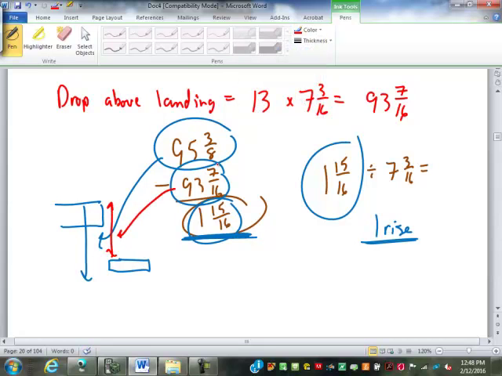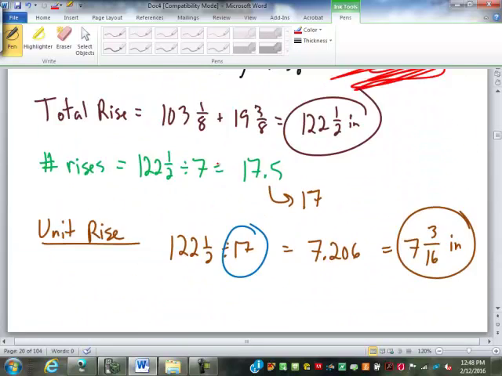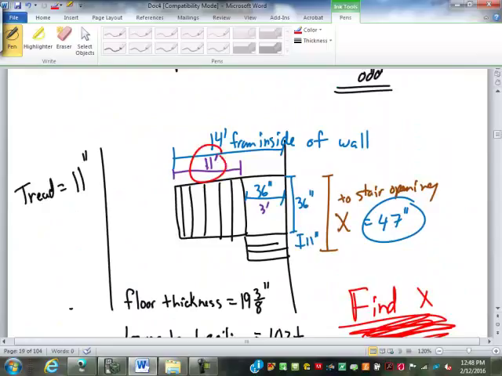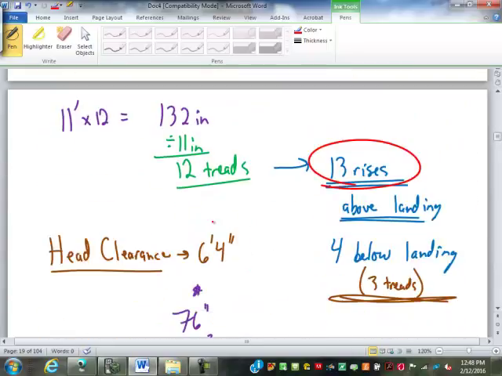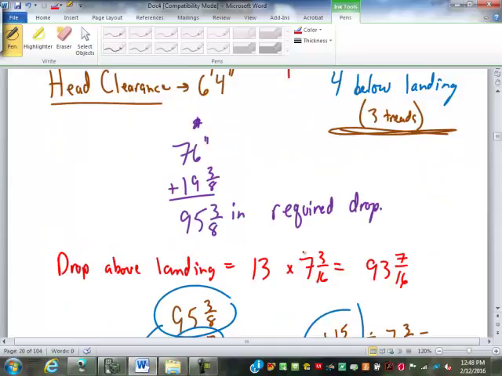How'd you figure that out? Because we figured 11 feet would give us 12 treads. We figured that out. 12 treads gives us 13 risers. That was right here. So we took 13 risers times our unit rise of 7 3/16, which gives us 93 7/16 is how far it's going to be from that upper level floor down to the landing.